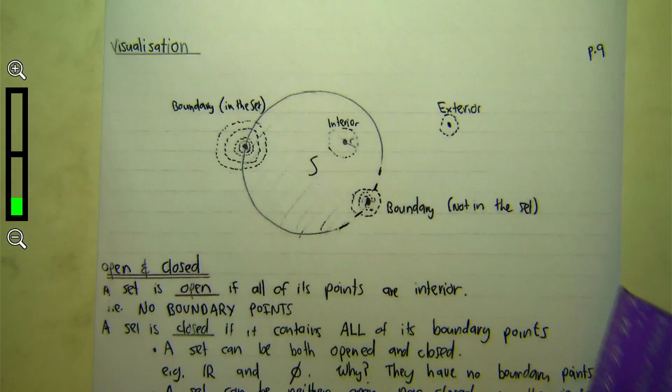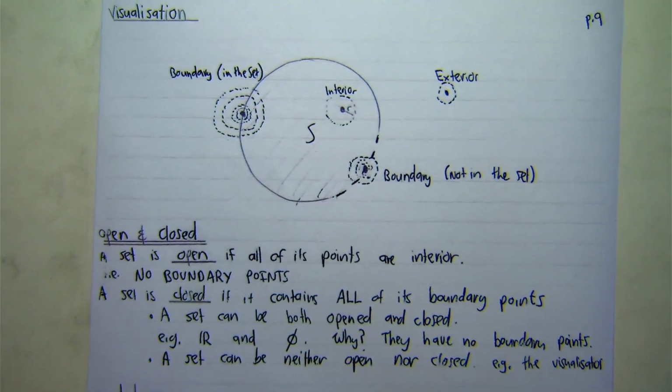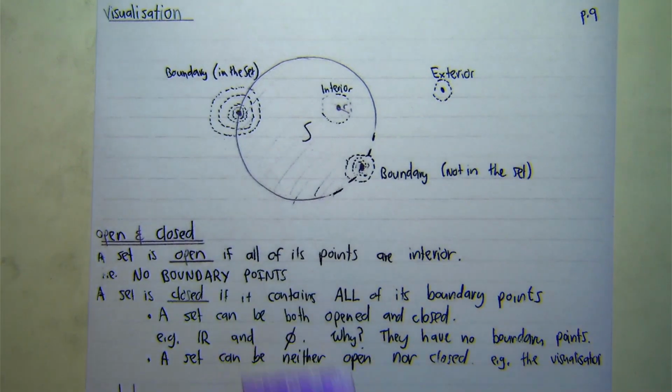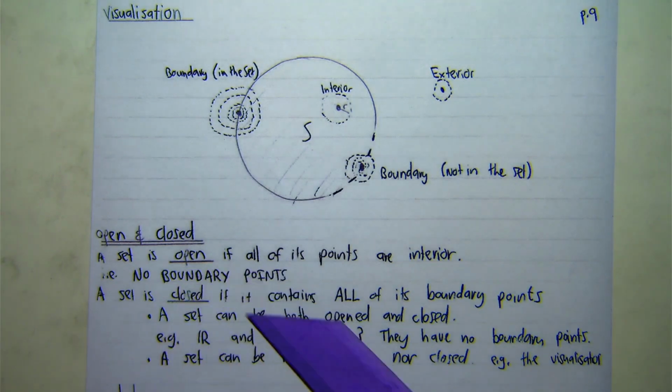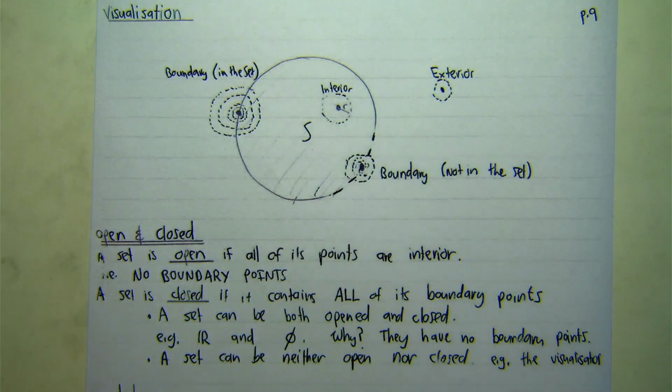Okay, great. And with our understanding of interior and exterior points, etc., we can then start to define sets as being open, closed, both, or neither. A set is open if all of the points in the set are interior points. Specifically, the set contains no boundary points. Although that's not logically true, I'll explain that in a second.